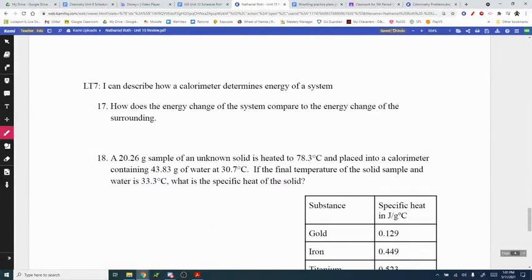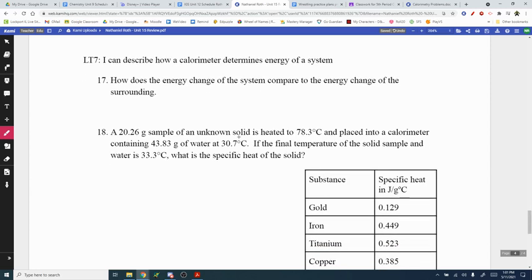Okay, so how does the energy change of a system compare to the energy change of the surroundings? So this is calorimetry. However much the energy changes in the system, the surroundings changes by the same amount of energy, but it's the opposite. So the negative of it. So if a system releases 5 joules of energy, the surroundings absorbs 5 joules of energy.